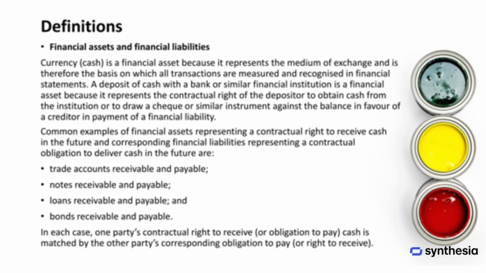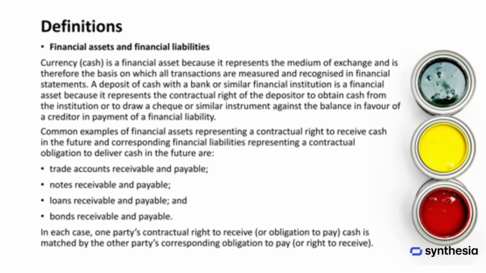Currency or cash is considered a financial asset because it serves as the medium of exchange and forms the basis for measuring and recognizing transactions in financial statements. Similarly, a deposit of cash with a bank or a similar financial institution is a financial asset, as it gives the depositor a contractual right to withdraw cash or to draw a check against the balance to settle a financial liability.